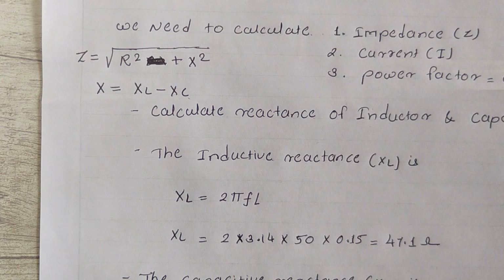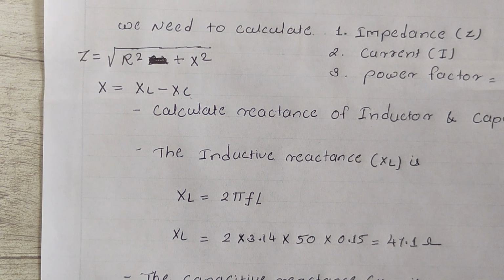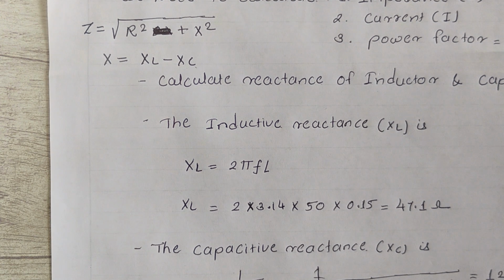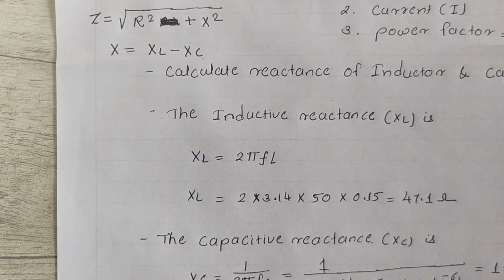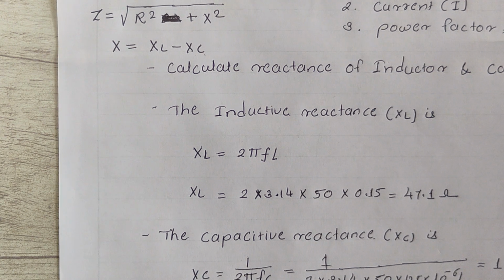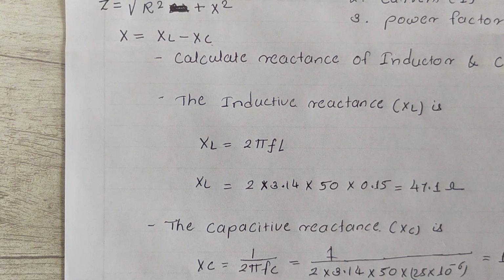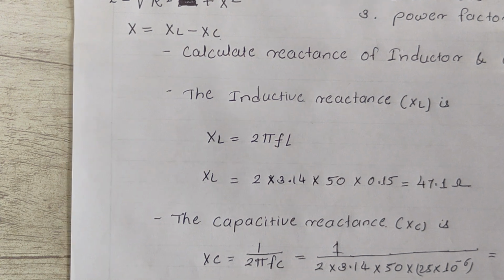The inductive reactance XL is given by XL equals 2 pi f L. This is the formula, and we know the values of pi, f and L. Here XL equals 2 into 3.14 into 50 Hz into 0.15 Henry. So the answer is 47.1 ohm.